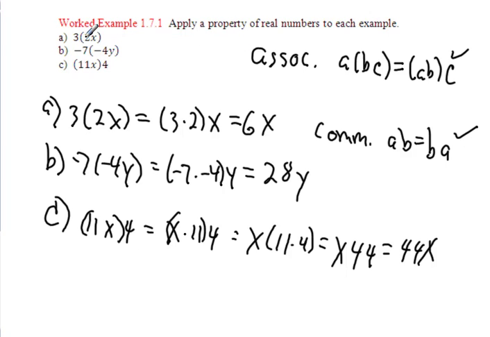So 3 times 2x, 6x. Negative 7 times negative 4, 28y. 11x times 4, I'd actually skip all of this and just say, okay, 11 times 4, its multiplication is going to be 44, and we're going to keep the x. And we're allowed to do that. The justification comes from these 2.